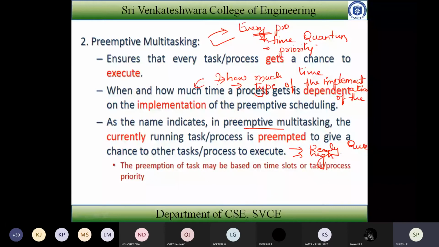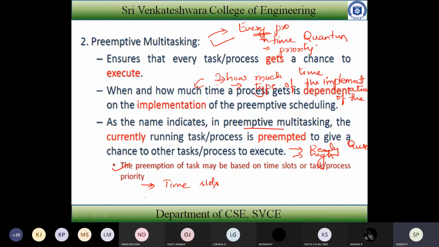Now, how is that preemption going to take place? There are many reasons. Preemption can take place depending upon the time slot. For this particular period of time, this particular process has to run. After this time, you have to release the CPU to the next process, and another process runs for its period of time. There you have the preemption.